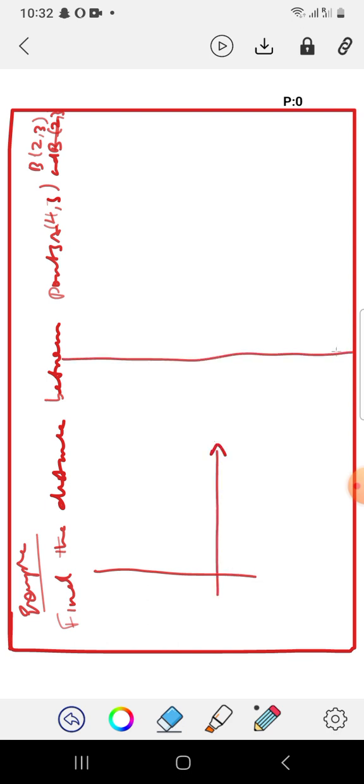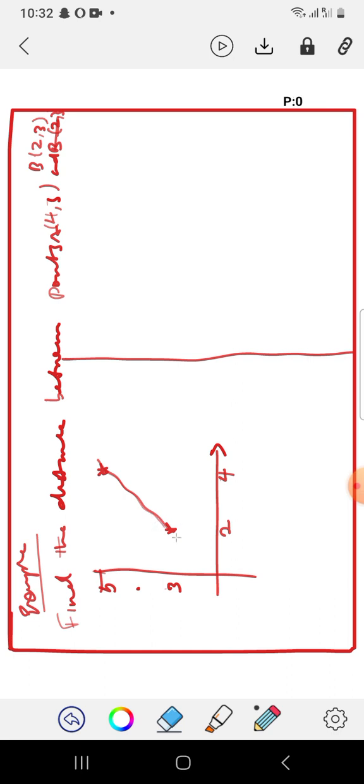Let's divide this page into two so that we do our working on the right hand side. So we are going to have 2, 4 here, and on the y-axis we are going to have 3, 5. So the first one is 4,5, which is going to be here. The other one is 2,3, which is going to be here. So we are asked to find this distance.